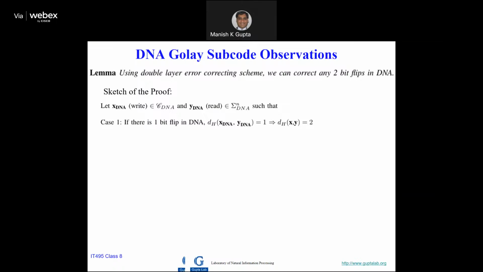What happens in the other case? Suppose there are two bits of error at the DNA side, basically 2 bit flips.